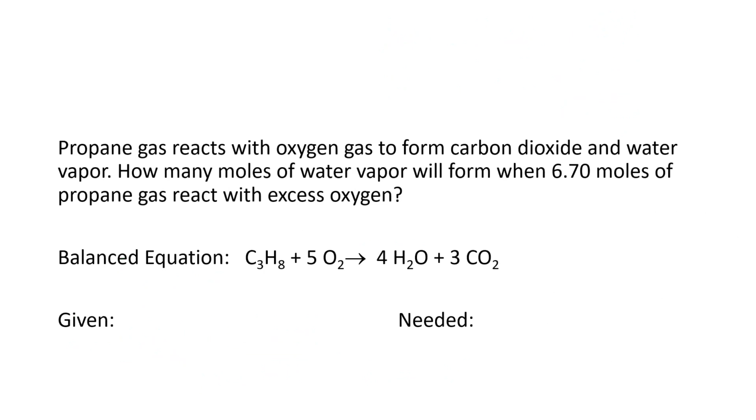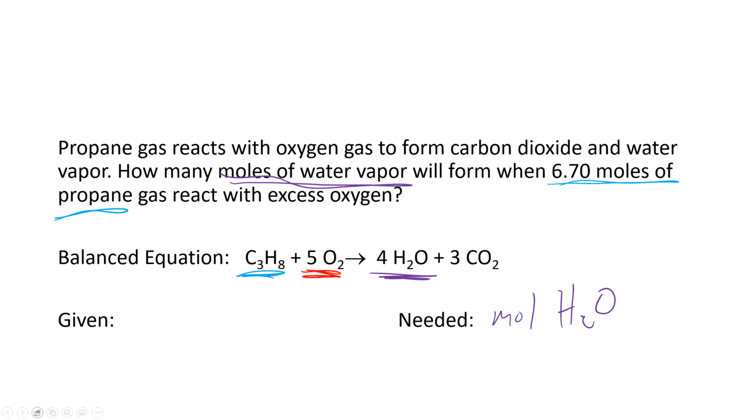All right, so here's another one using propane now. Let's keep some colors consistent here. We're going to keep oxygen red. So there's oxygen, and propane, let's make that blue. In this case, we have 6.70 moles of propane. And we have excess oxygen, and we're looking for water vapor. Water vapor, I should have done blue for that, but we'll just make it purple. So we're going to water vapor, right? We need moles of water vapor, and we're starting with moles of propane.